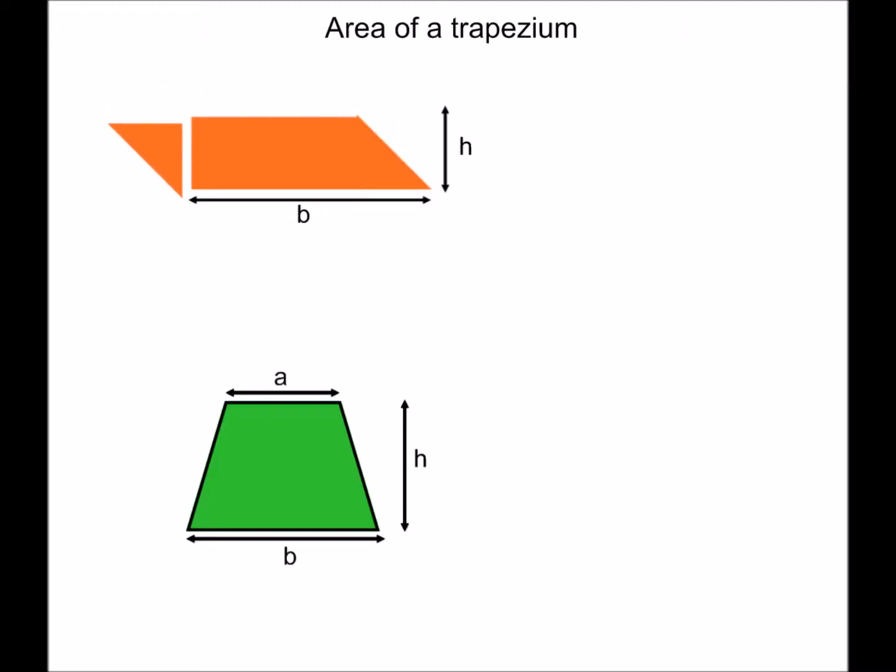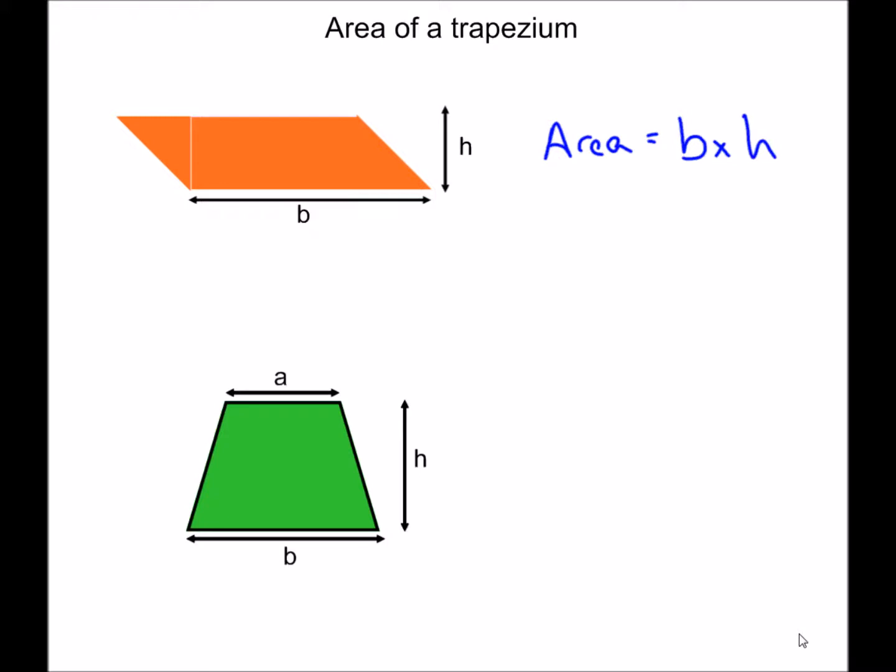When I move the triangle back, I've not removed any parts of the rectangle. I've just rearranged it to get my parallelogram. So because of that, I know that the area of a parallelogram is the same as the area of the rectangle was. And the area of the rectangle was base times height.